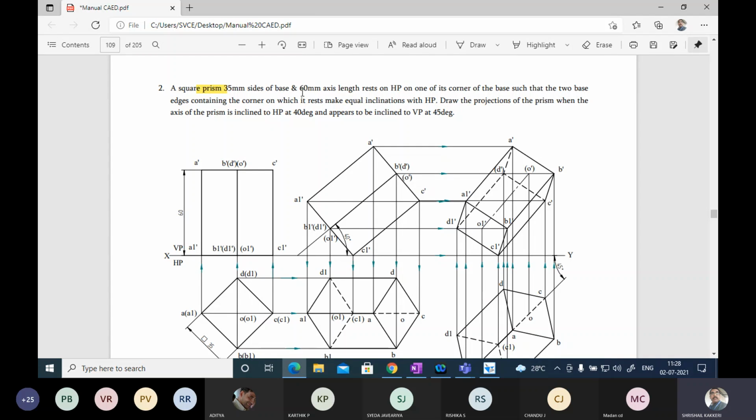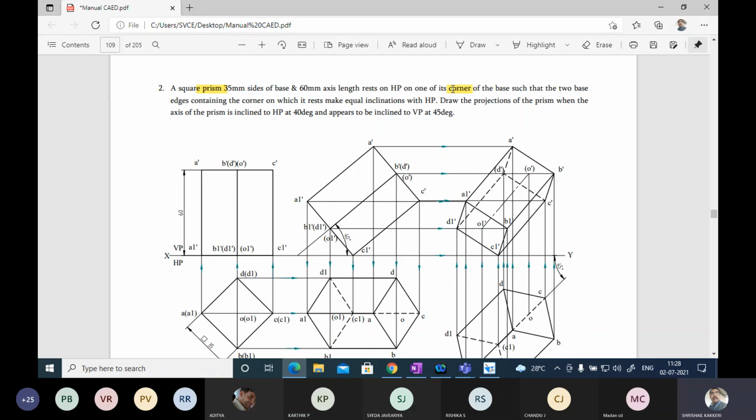As I told you, always they will be giving you the axis length, not this length. Axis length itself is the height of the prism. The prism rests on HP with one of its corners. The important points I will be highlighting. It is a prism resting on one of its corners of the base.